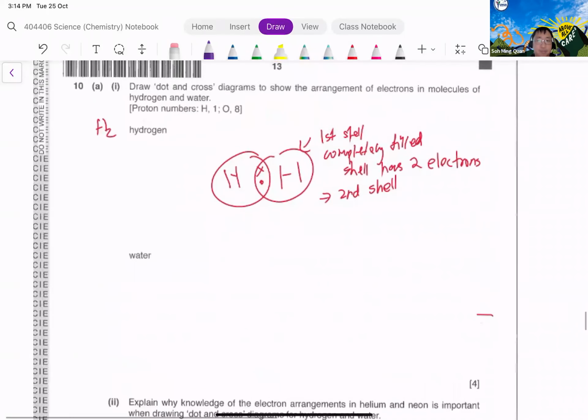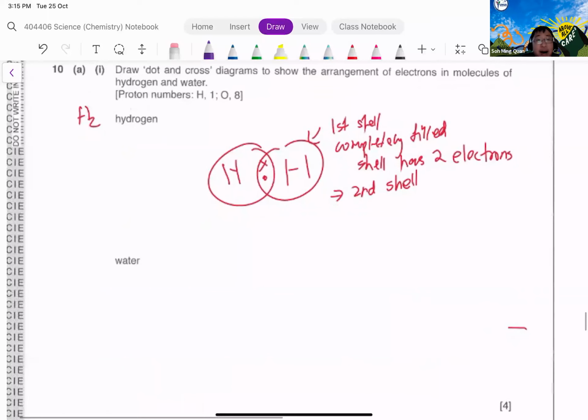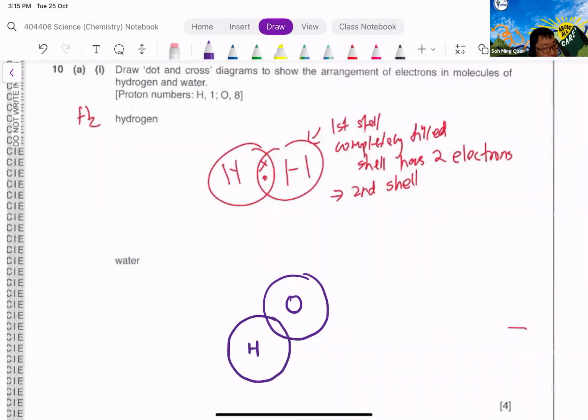All right. So A part 1 easy, H2 should be easy to draw. H2O also I don't think it's very hard. Most of you can do it. By the way, they want you to show all the electrons. In case you forgot, you need to show all the electrons because they never say show the arrangement of outer electrons. So many students, I'm sure, would have forgotten oxygen has 2 inner shell electrons.